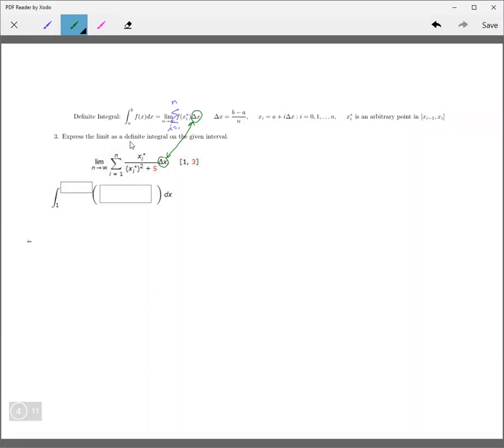You've got the limit here, that's the same as that. The summation signs are the same. And so this part right here, your function, is just going to be replacing the xi stars with x's. And that's your function. And then here, this is the interval, 1 to 3, so 3 goes right here. And notice that the 1 is right here as well. Okay, so that's the answer to that one.